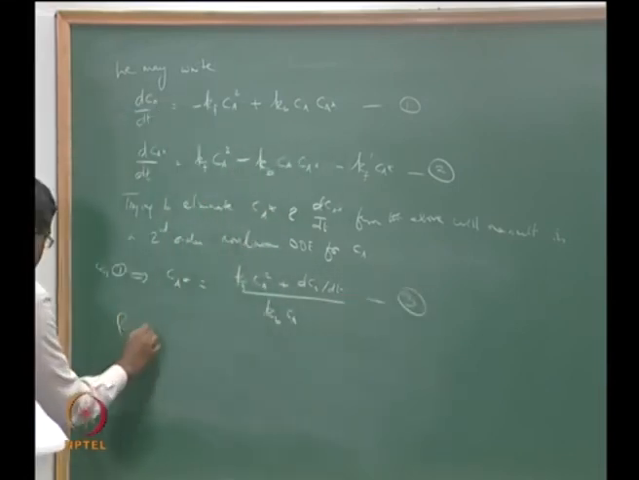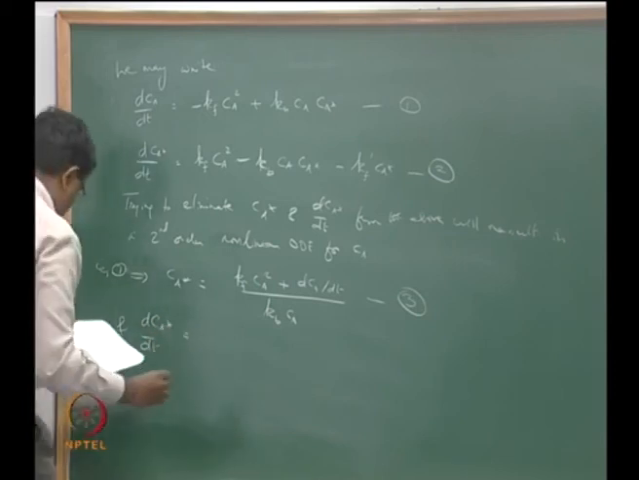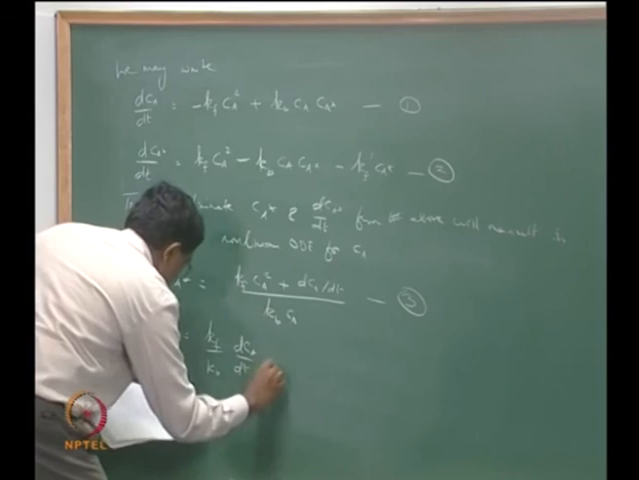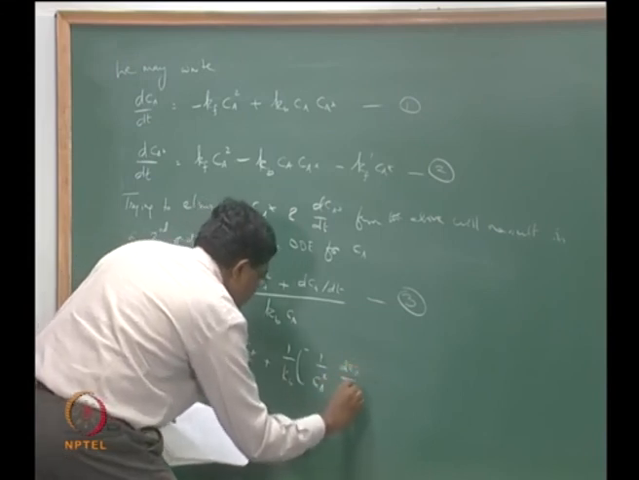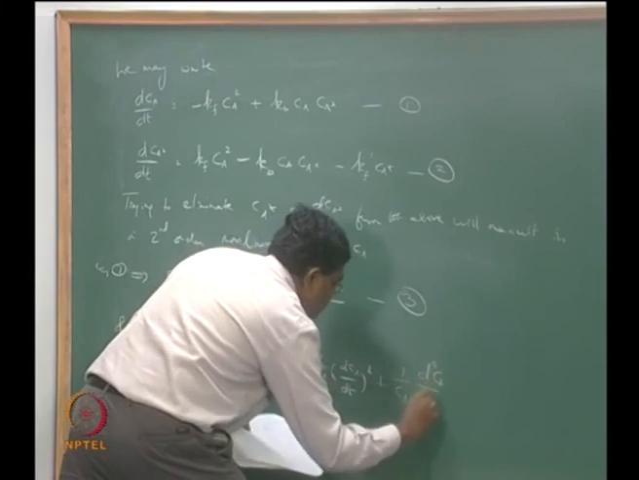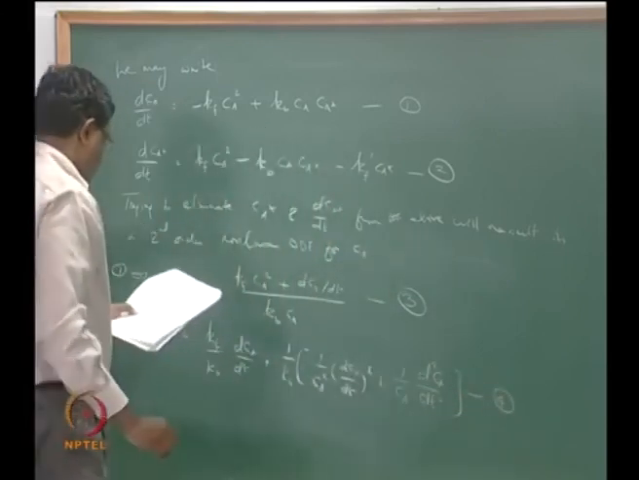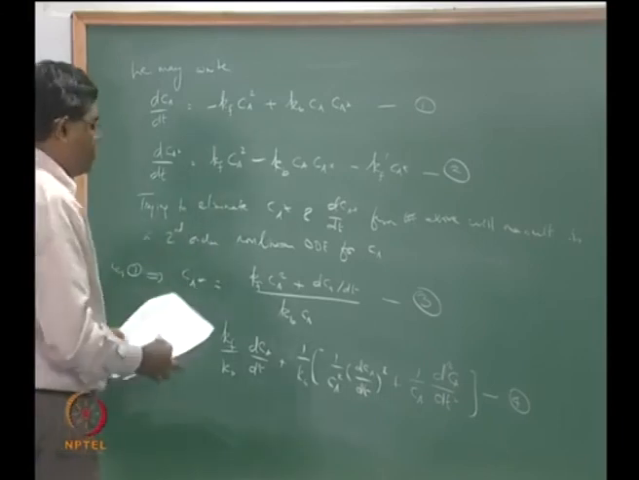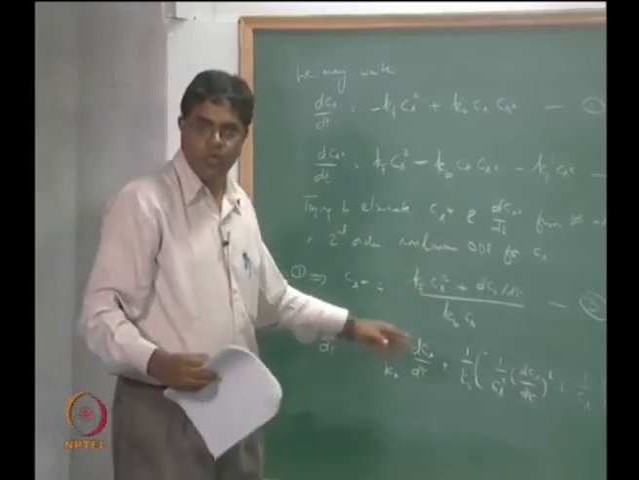And dCA star divided by dt equal to kf divided by kb dCA over dt plus 1 over kb times 1 over CA squared dCA over dt the whole squared plus 1 over CA d squared CA over dt squared. Call this 4. And then you try to put 3 and 4 back in 2, and you will get an equation that involves only CA and its derivatives, but it is going to look so ugly that we do not want to consider it at all.